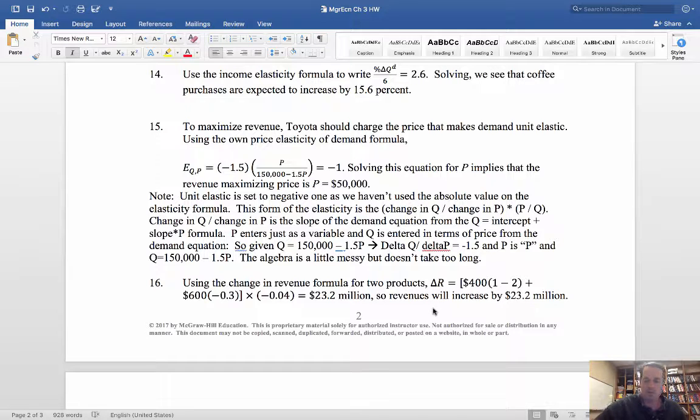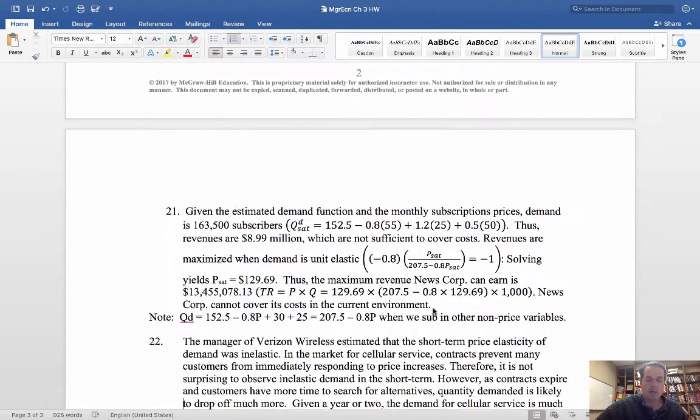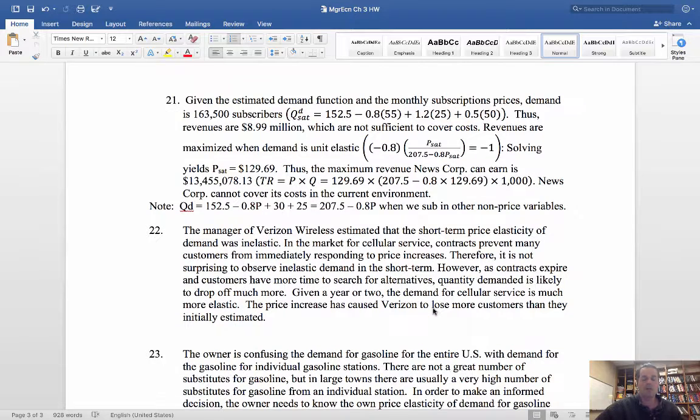So 16 is very similar to the one before, plugging in some revenue numbers. 21, this was the one where I sent you, hopefully you're not angry because you couldn't get it. You're like, what is going on here? There were a couple typos. One is they had minus 0.9 instead of minus 0.8 here, and they also left out the minus 0.08 in the denominator down here. They worked it out right when they wrote it down, but not when they typed it in, because this is the correct answer here, 129 and 69 cents.